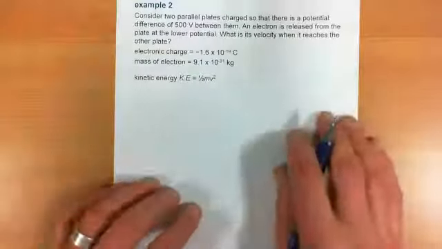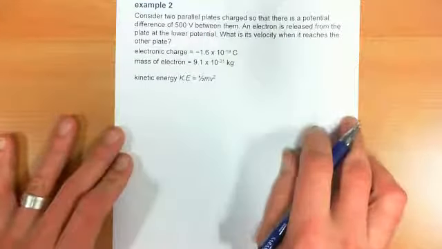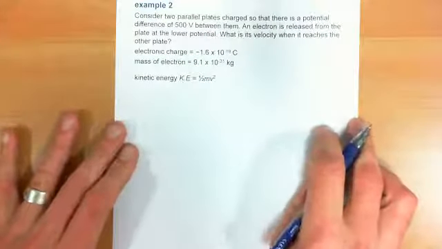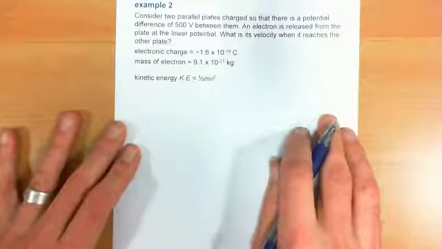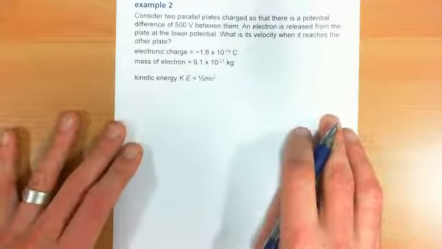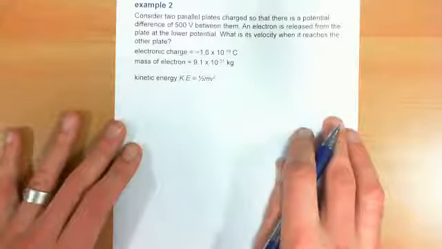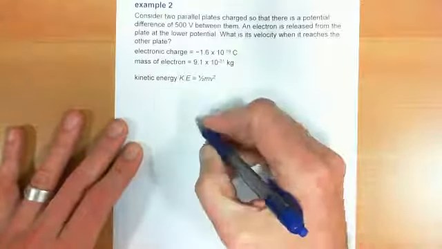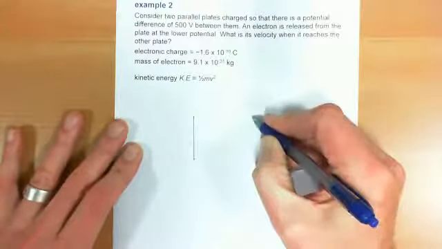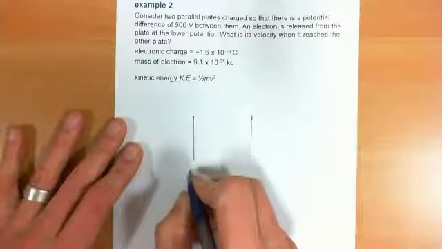Okay, so I'm just going to quickly go through the second in-class example from lecture 4. This was the problem involving two parallel plates with a potential difference of 500 volts between them. We release an electron from the plate at the lower potential and we need to find its velocity when it reaches the other plate. So we have two plates, there's a potential difference of 500 volts between them.